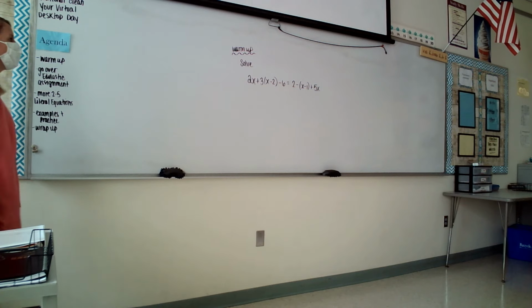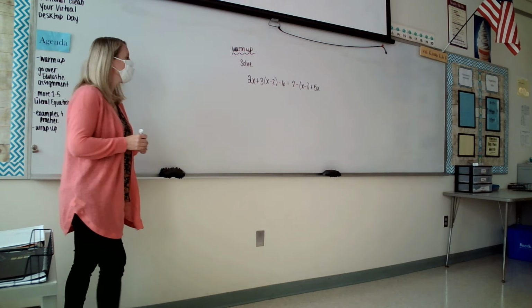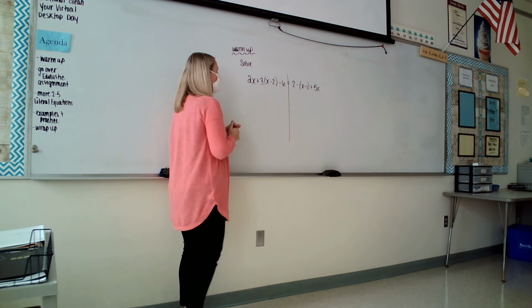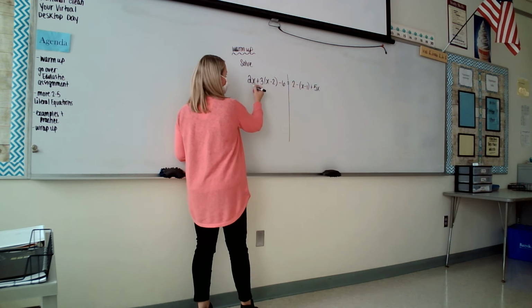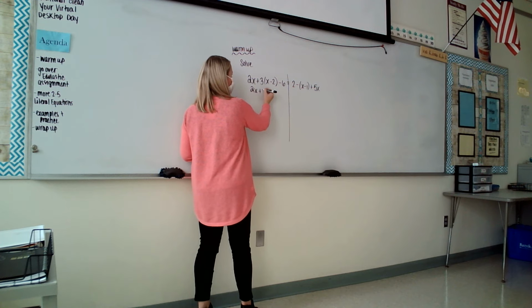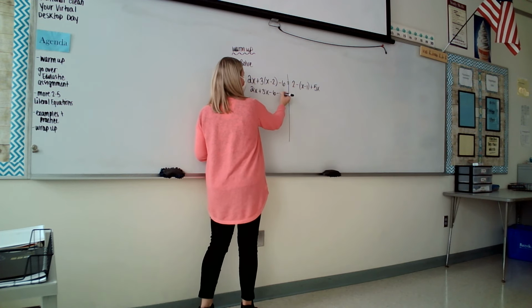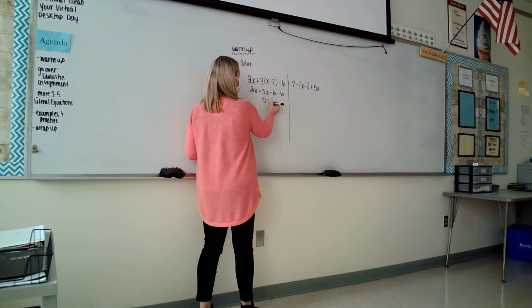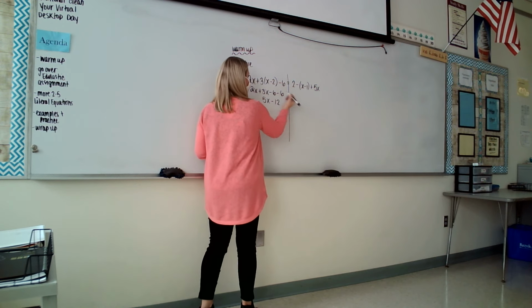Solving an equation, our main goal is to isolate the variable. To do that, in this case, I look at each side individually and simplify first. So on the left side, I can distribute. I get 2x plus 3x minus 6 minus 6. And I can combine like terms to get 5x minus 12.